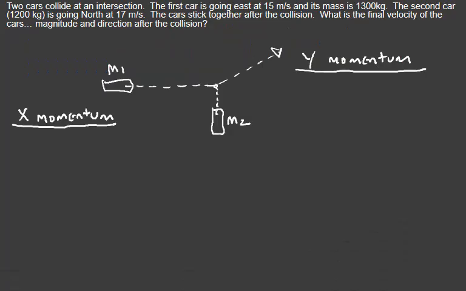So in this one, we're going to take a look at two cars that collide at an intersection. The first car is going 15 meters per second to the east, and it's a 1,300 kilogram car. The second car is going north at 17 meters per second, and the cars stick together after the collision. We want to find the final velocity of the cars after they collide.